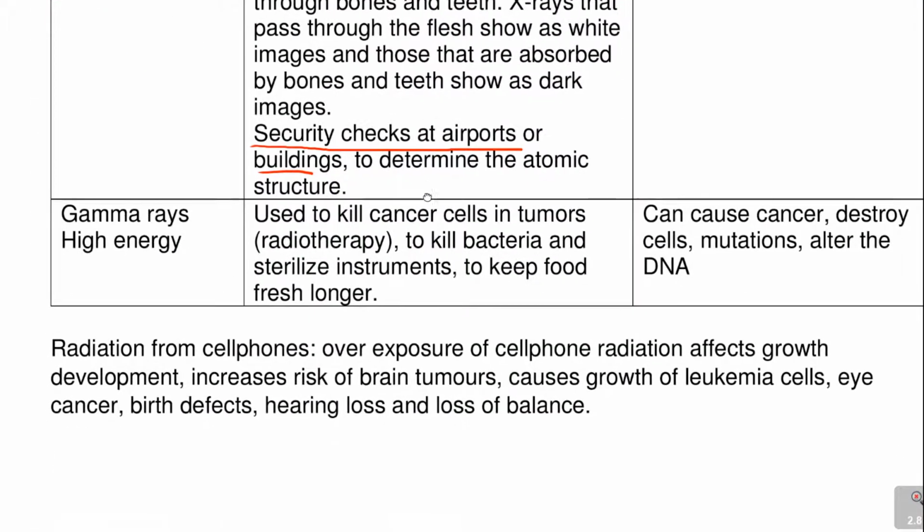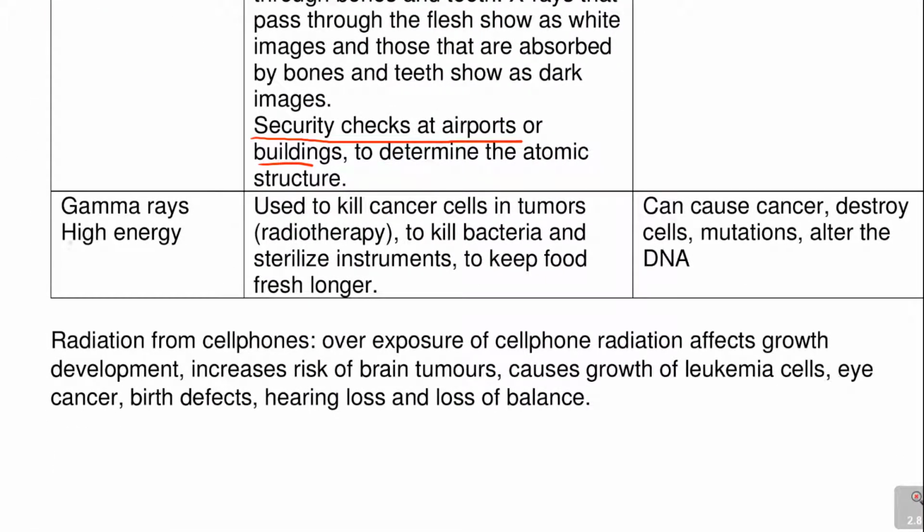Alright. Gamma rays, these are high energy rays. They're also used to kill cancer cells. If you want to treat cancer cells such as tumors, they call it radiotherapy. So you say, I'm going for radiotherapy, they expose you to gamma rays. They are also used to kill bacteria and to sterilize instruments, but this is not common. The most common one for sterilization, I told you, is the UV. They are also used to keep food fresh longer.